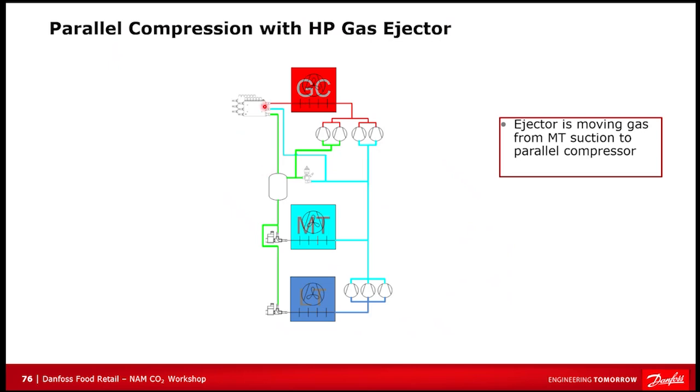So again, the inlet line of the ejector is coming from the gas cooler. You can see the blue line here in the middle connection of the ejector. This is going to our medium temp suction. As we said, the whole premise here, and we don't have arrows, but the flow of the medium temp suction would be going in this direction into the ejector.